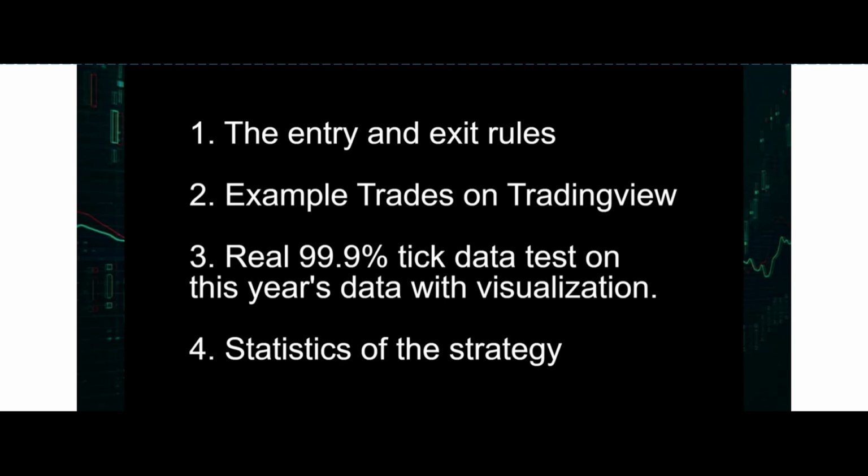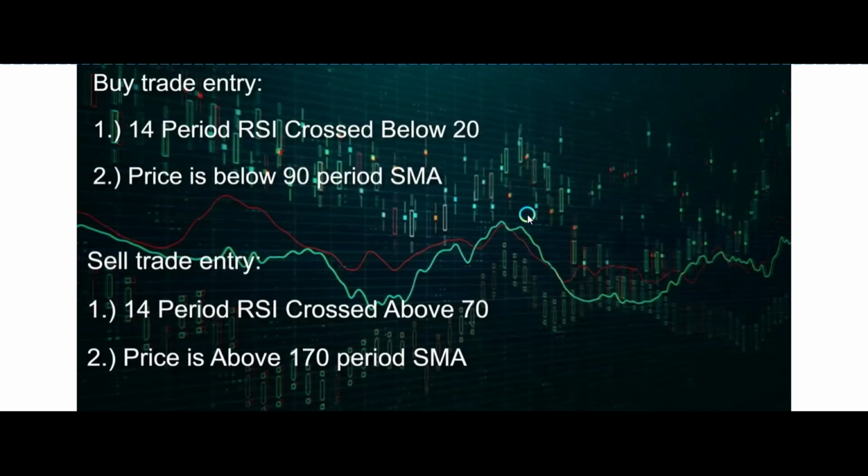So first, I will tell you all about the buy entry. It is basically an RSI moving average strategy. Our moving average is always a simple moving average, so nothing fancy. We are using a 14-period RSI right now and a 90-period moving average with our buy entry.